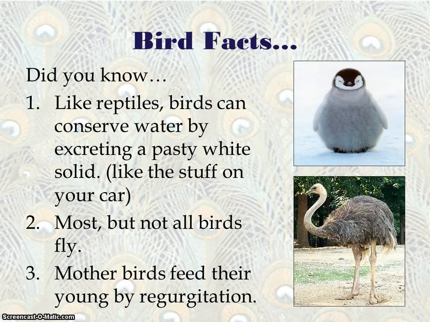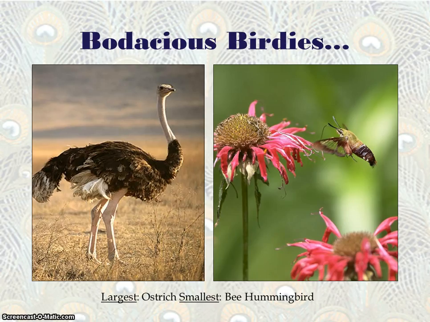Most birds fly, but there are a few that don't. Examples, obviously, penguins won't fly. The ostrich and emu won't fly. There are some birds called flightless cormorants that won't fly. So there are types of birds that won't, but for the most part, they do fly. And all birds will feed their young through regurgitation. So they will eat their food, partially digest it, and then regurgitate it so their young will not have to work as hard for digestion.